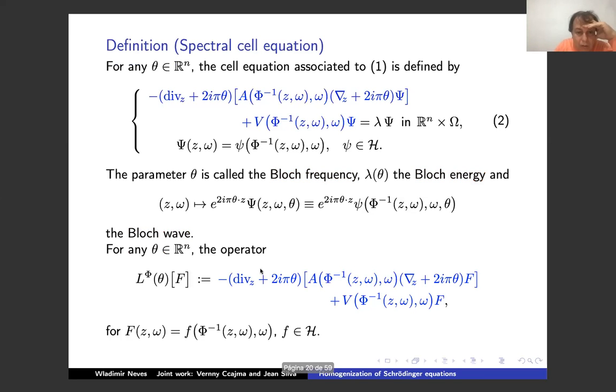So now we talk about what is called the spectral cell equation. This comes back to the book of Jacques-Louis Lions, the homogenization book or material science book of Jacques-Louis Lions, the basic book of homogenization.